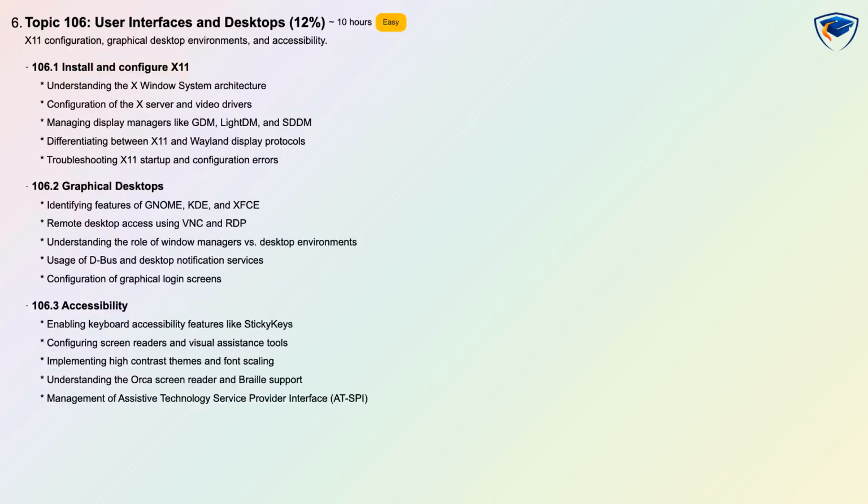Topic 106. User Interfaces and Desktops is weighted 12%, rated easy, with about 10 hours of study and conceptual plus scenario-based assessment. Learn the X Windows system architecture, install and configure X11 servers and video drivers, and manage display managers like GDM and LightDM while understanding Wayland differences.